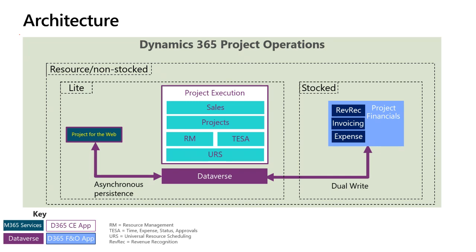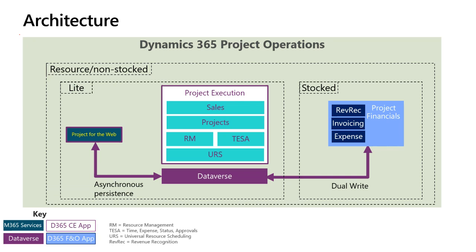Here is a quick reference to the architecture diagram for Dynamics 365 Project Operations with three different deployment types, which are light, resource and non-stock, and stock deployment types. Light deployment is just on the Dataverse side. Stocked or production based is a module within Dynamics 365 Finance, and resource non-stock leverages both Dataverse for the project manager persona and Dynamics 365 Finance for accounting.